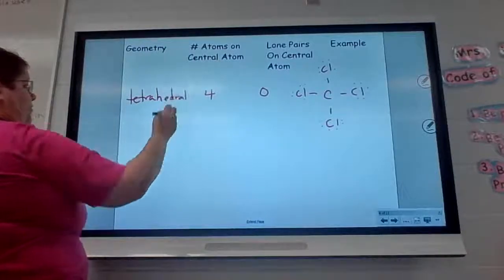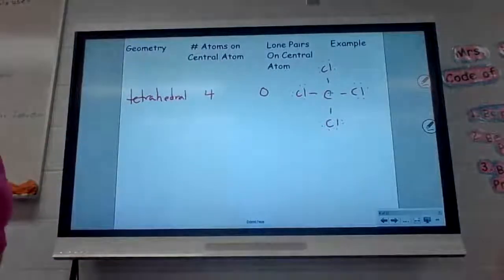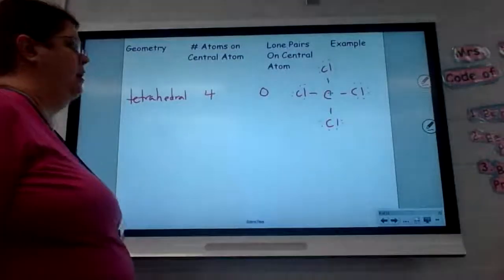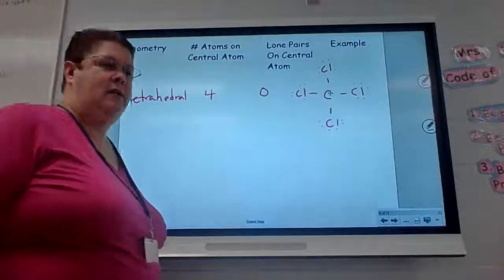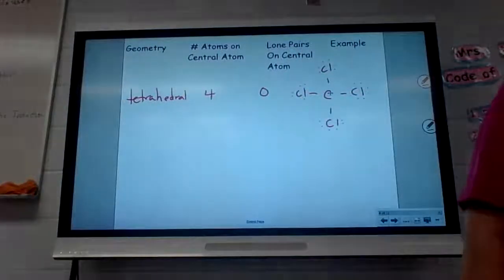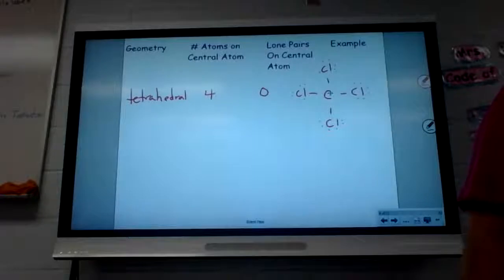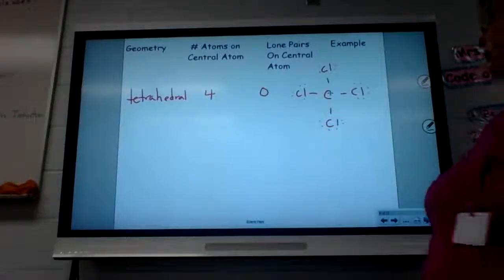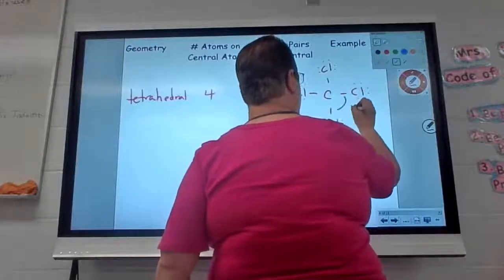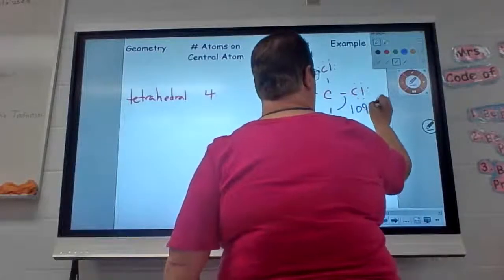Okay, it's pronounced tetrahedral. Now this one is not flat. Most people look at this and they're like, oh, it's flat. It's 90 degrees. It's not flat. It looks like this. Is this a flat molecule? Its bond angle, and I probably wrote it on the paper, is 109.5 degrees.